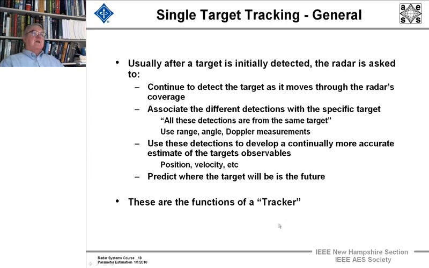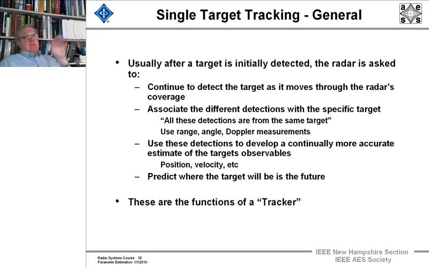Now, in single target tracking techniques, I wanted to give you a feeling early on overall about the tracking process, just in words and not going into a lot of detail, and just what the functions of a tracker are. Usually, after a target is initially detected, the radar is asked to do a number of different things. If it's a phased array radar, it can do them right away, because it doesn't have to scan around and wait 4 or 5 seconds or 10 seconds till the radar is at the same general area to detect the target again.